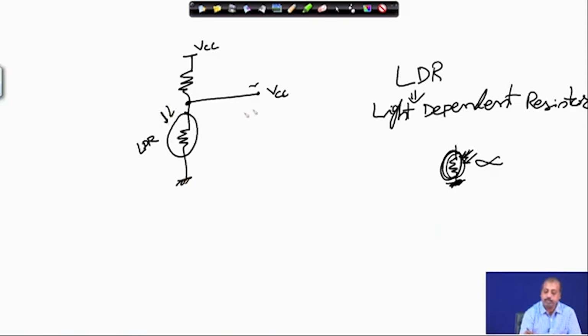But when some light is falling onto it, its resistance will decrease, and depending upon the amount of light that you have, this resistance will vary. If I go for the maximum possibility, then this resistance will be close to 0. As a result, this point will be almost grounded, so you will get almost 0 volts there. This is the electrical signal converted form of the light that is falling onto the system.